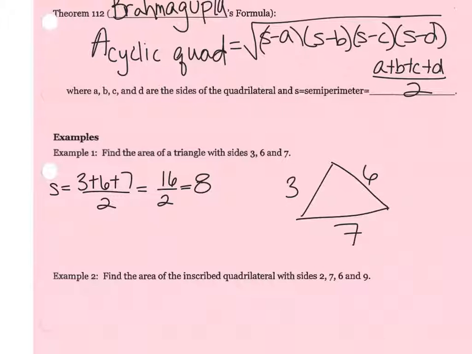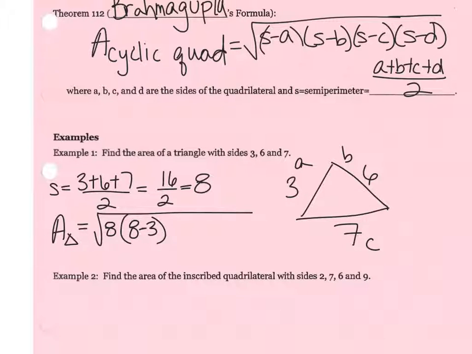Now to find the area of the triangle, we're going to take the square root of s, which is your semi-perimeter of 8, times s minus a, so we can do 8 minus 3. It really doesn't matter who a, b, and c are. We can label this a, b, and c. So 8 minus 3 times s minus b, which is 8 minus 6, times s minus c, so 8 minus 7.